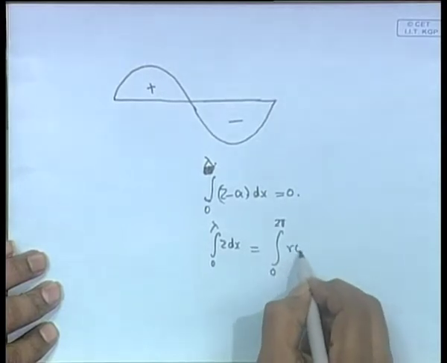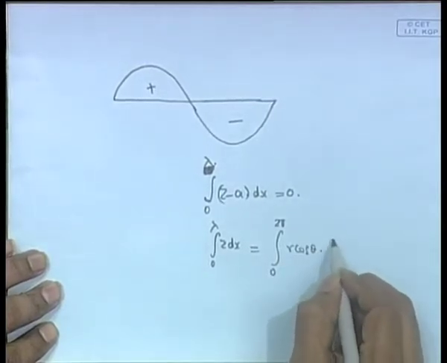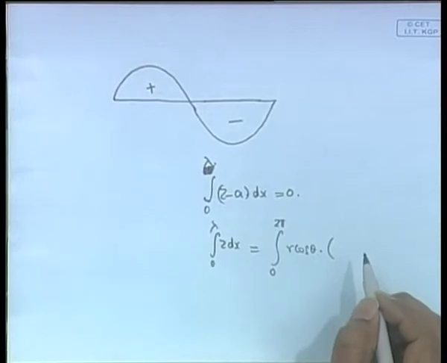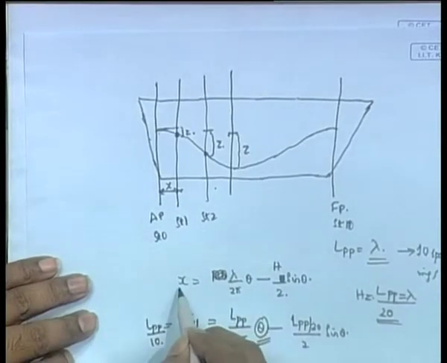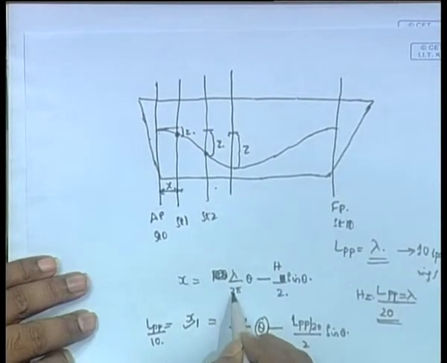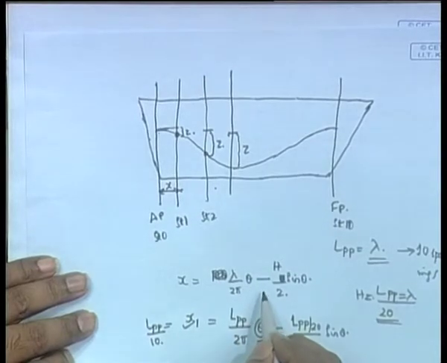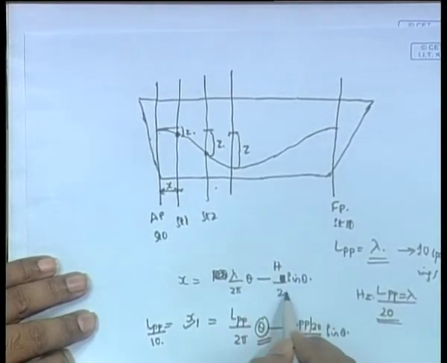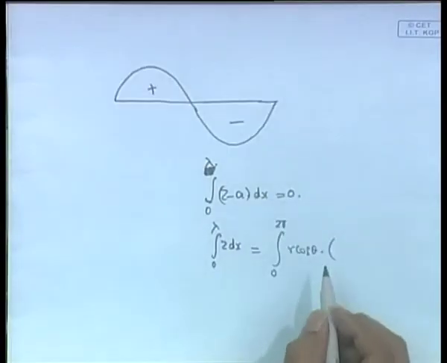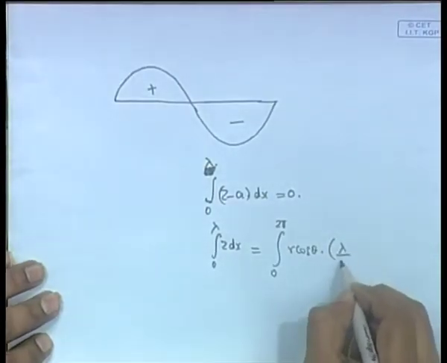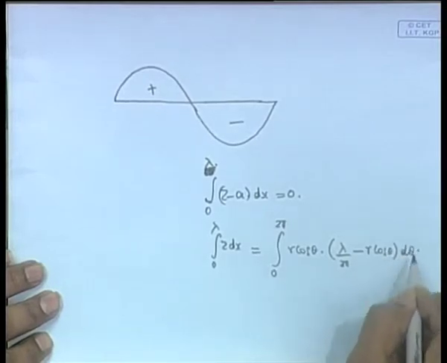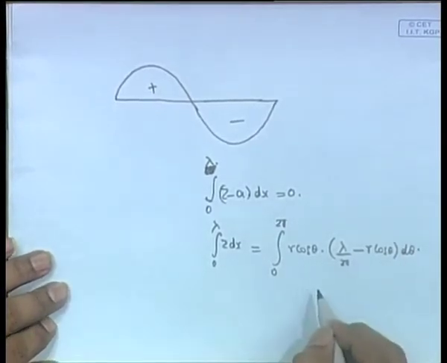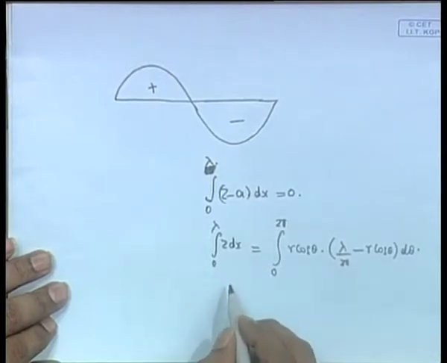So, z we have seen is r cos theta, into what is dx? We have already seen what x is. Remember, this is the expression for x. You just differentiate this, and dx will give you lambda by 2 pi d theta minus h by 2 cos theta d theta. Therefore, r into lambda by 2 pi minus r cos theta, into d theta. Now, just integrate this whole expression. So, this is z.